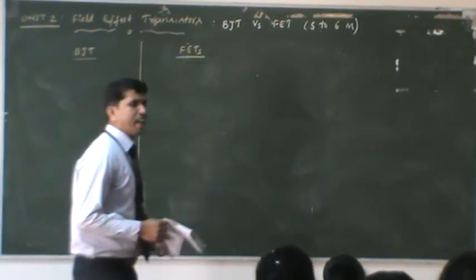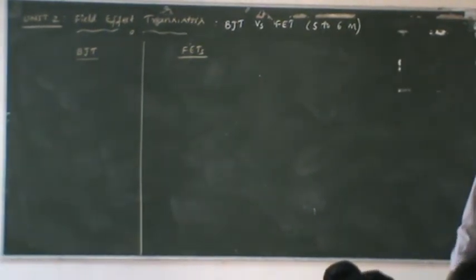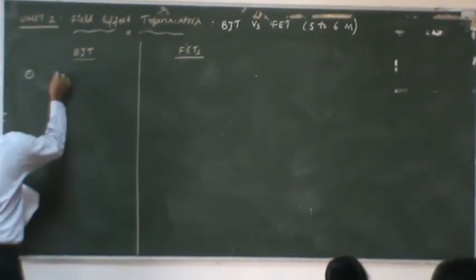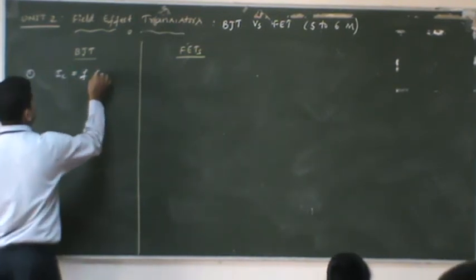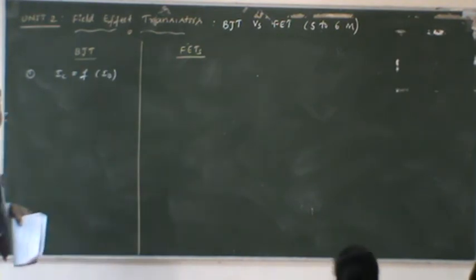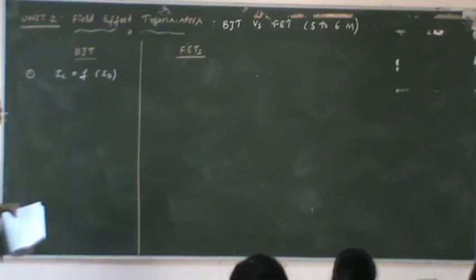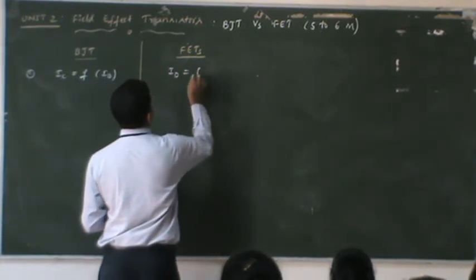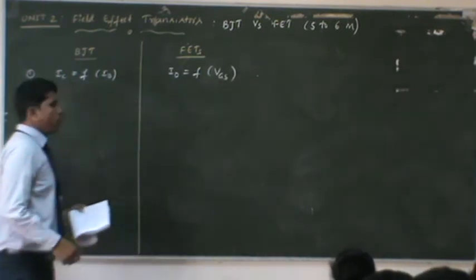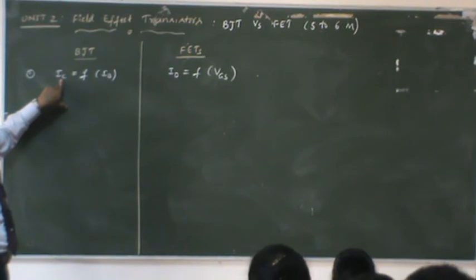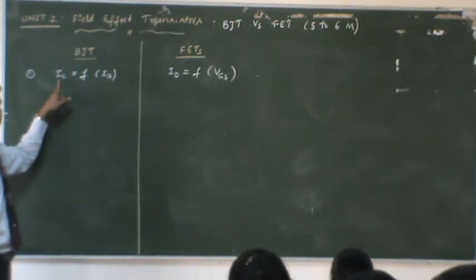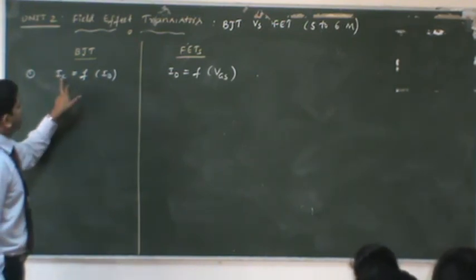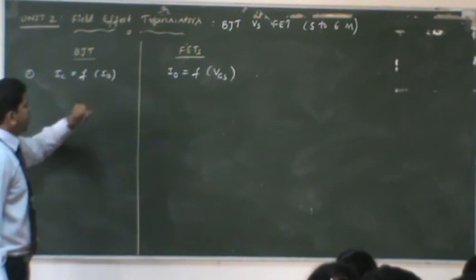The first one is BJT is a current control device, whereas FET is a voltage control device. I can write mathematically like this: IC is a function of base current. This is the mathematical expression. As I said, BJT is a current control device, whereas FETs are voltage control devices. You can write it mathematically for FET with VGS. IC is the collector current in the bipolar junction transistor. IB is the base current. The collector current is a function of the base current. This shows that it is a current control device. That means we control the collector current by varying the base current.